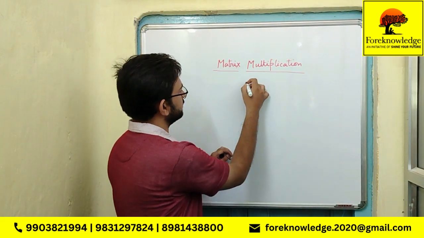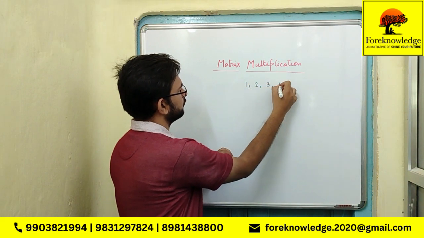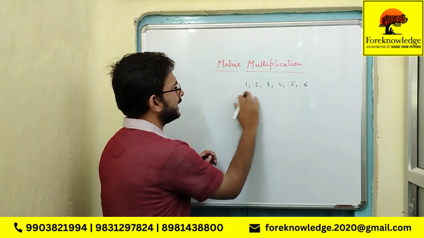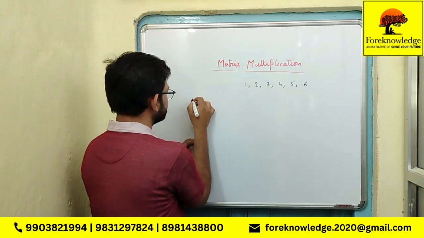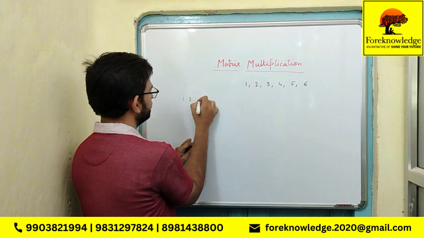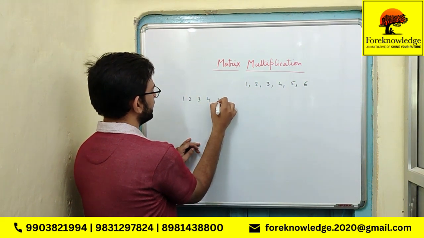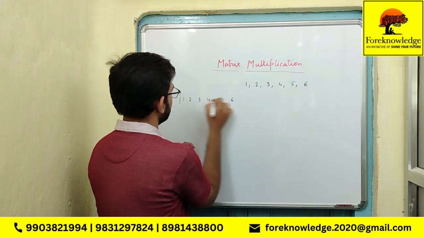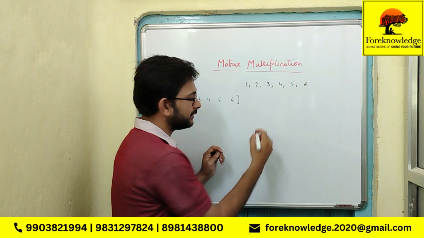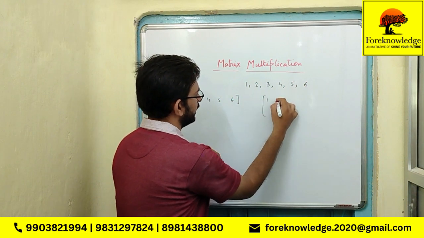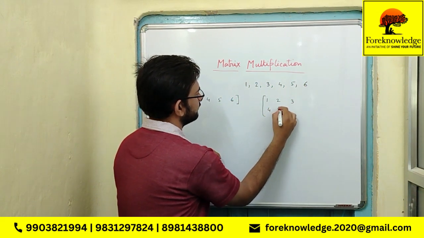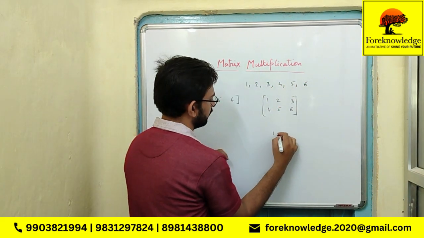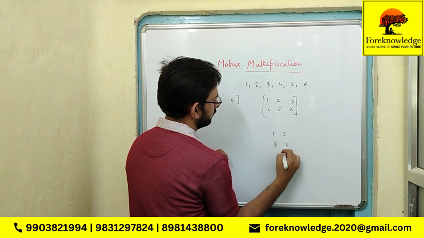Suppose we are taking 6 numbers: 1, 2, 3, 4, 5 and 6. We can arrange them this way, all in one line. This can be one way. We can arrange them like this, or we can arrange them like this.